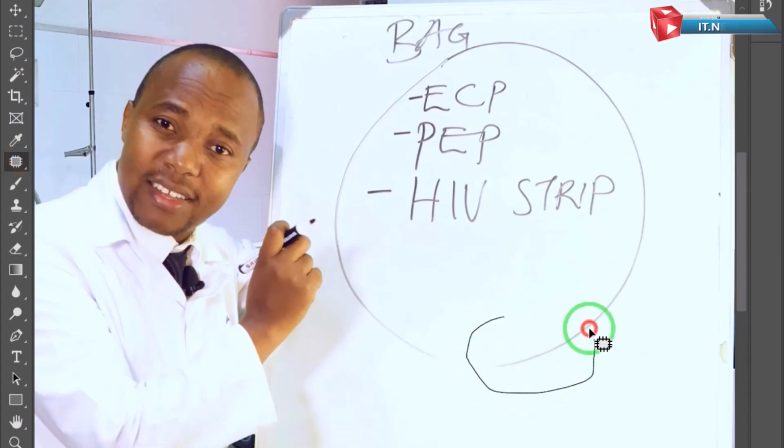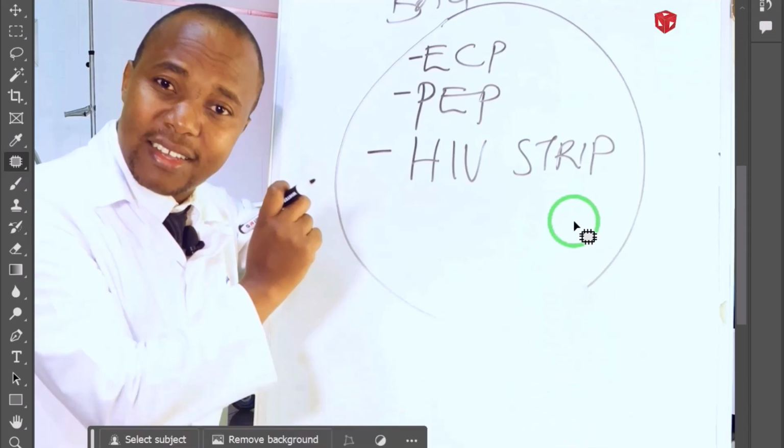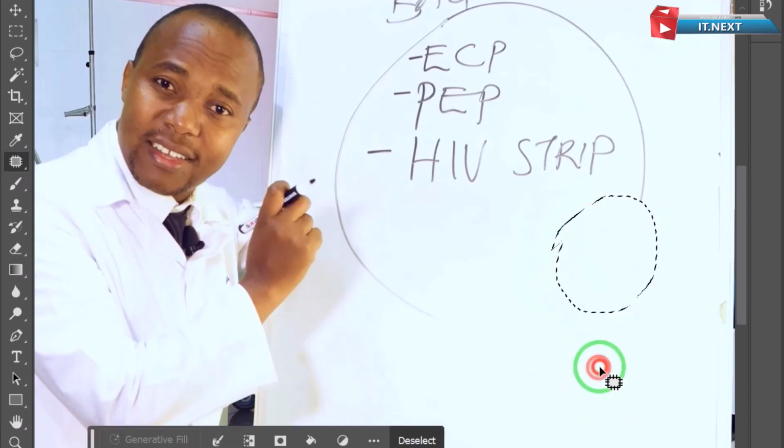Now select the text that you would like to remove. Move it to the empty space that doesn't have any text. Repeat the same process until you remove all unwanted text from the image.